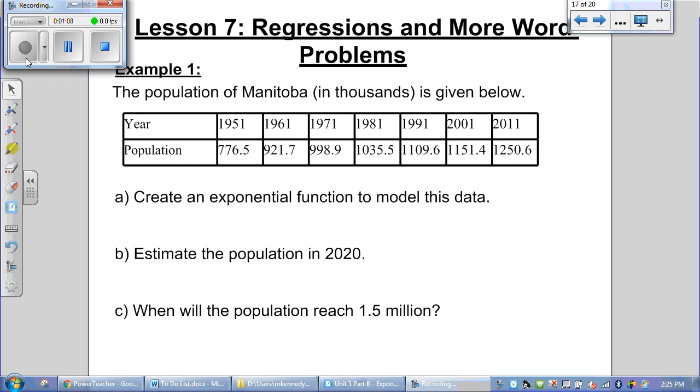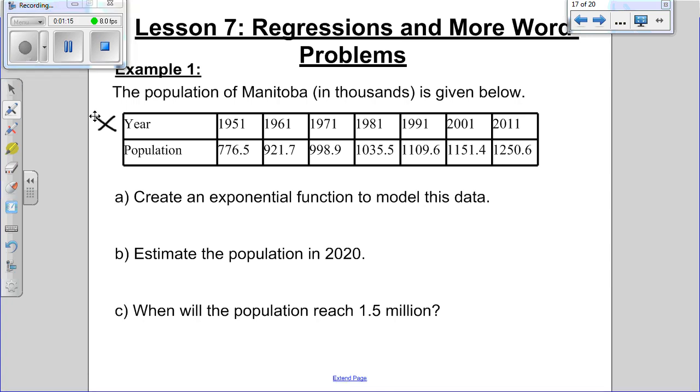So if you're in your list edit, you're going to make list 1 your x values, which will be your years, and list 2 will be your y values, your population. Remember how we do our years. The very first year is year 0, and then every year up from that, you just count. So 1961 would be 10 years after 1951. 1971 would be 20 years, then 30, then 40, then 50, then 60.